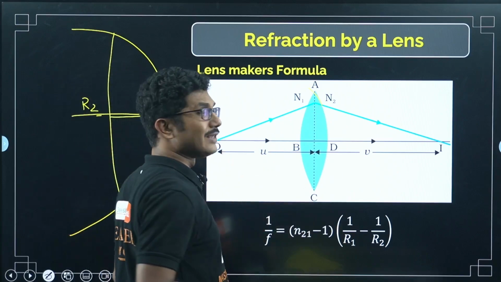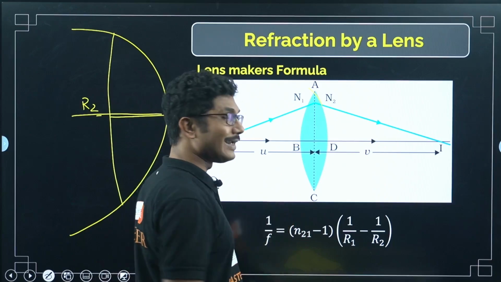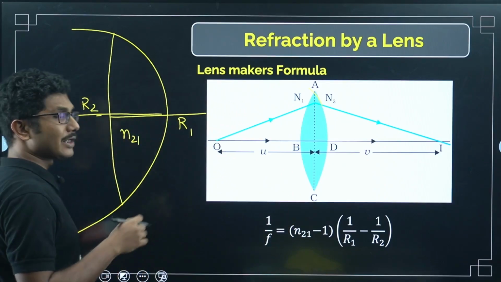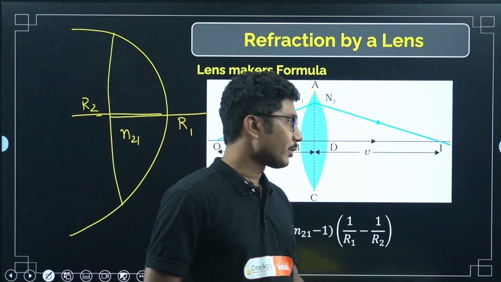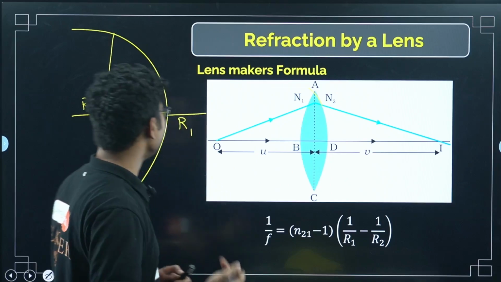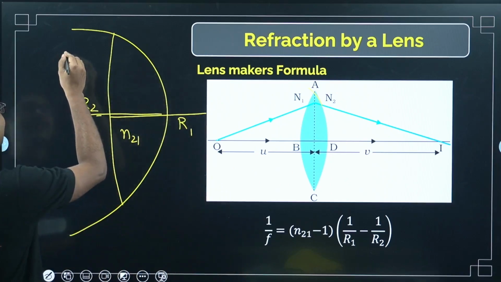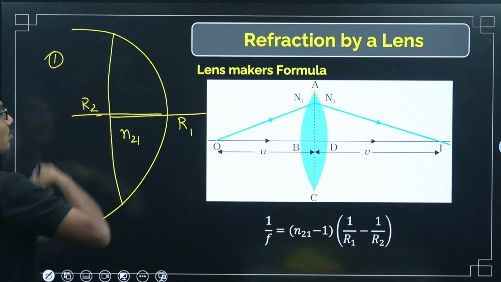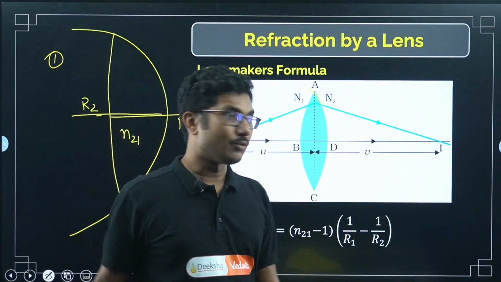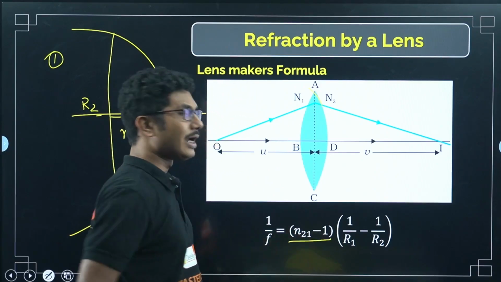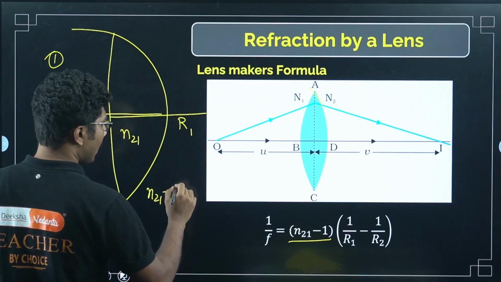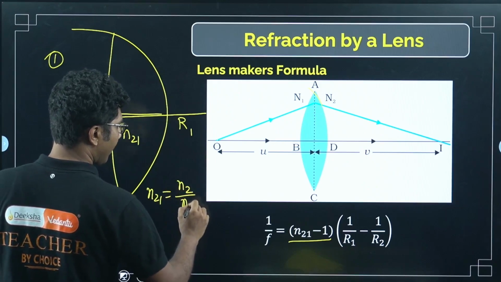So 1 by f, that is the focal length, is equals to n21. N21 is the refractive index of the lens with respect to the outside medium. Okay, so refractive index of the lens with respect to outside medium, generally we consider the refractive index outside is air, that is 1, but if they give you a refractive index other than 1, then you have to use this formula N21. N21 is nothing but, we know that N21 is N2 divided by N1, right?